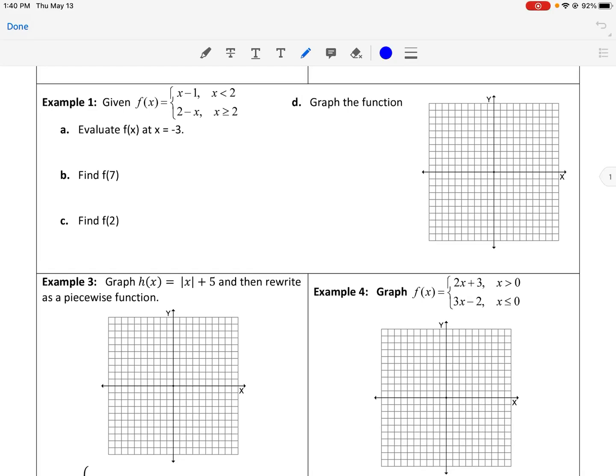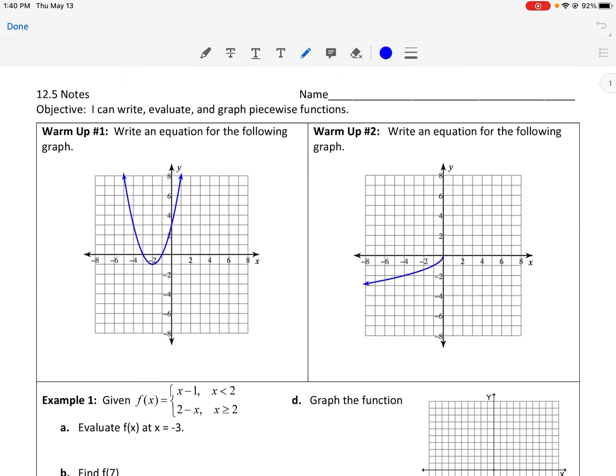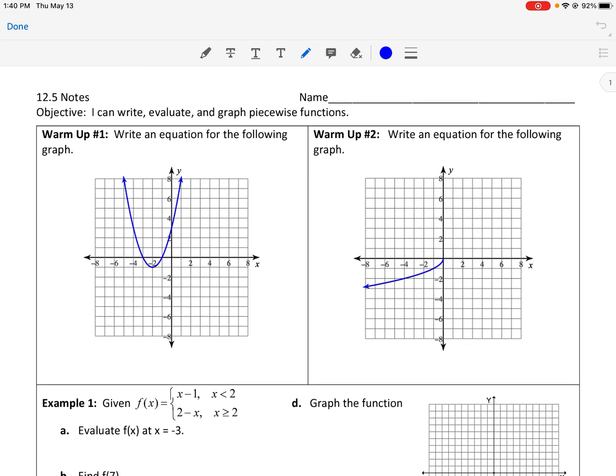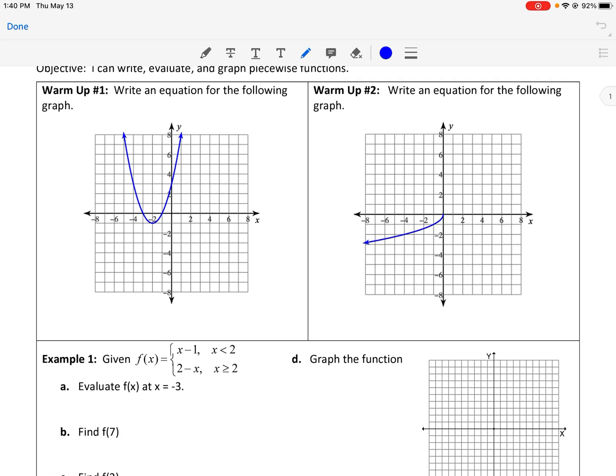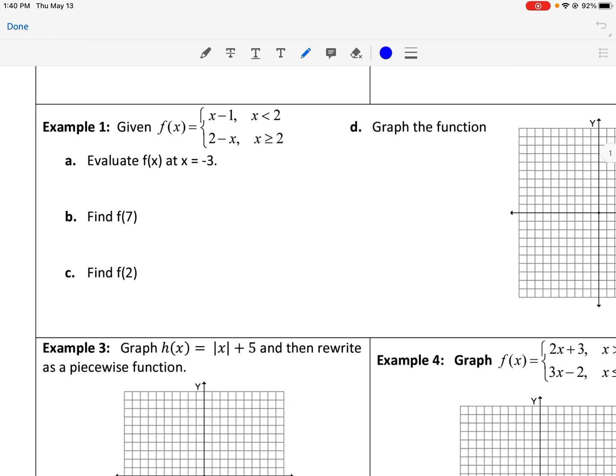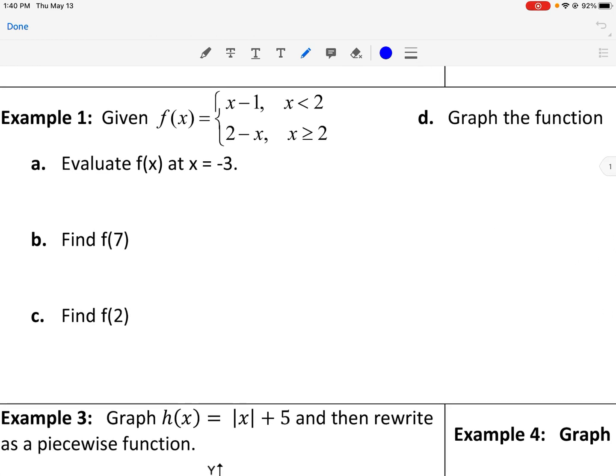We are going to be looking at piecewise functions today. So in the notes, if you want to try those warm-up questions, those are review questions from the previous assignments with parent functions and doing transformations of parent functions. But today, we're going to use those parent functions, but we're going to take pieces of them, put them together, and create a piecewise function.